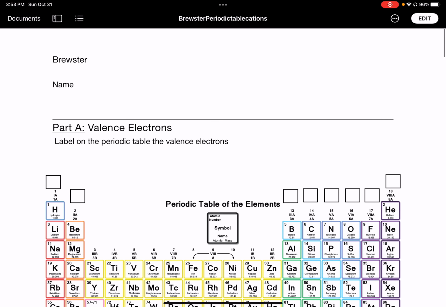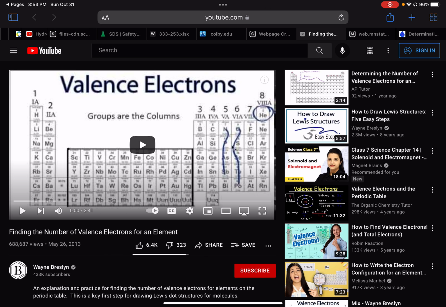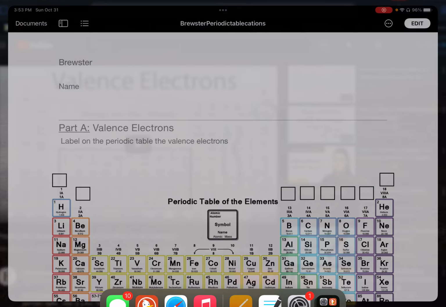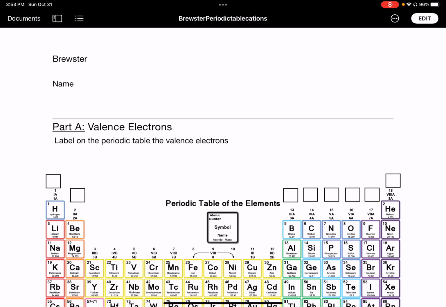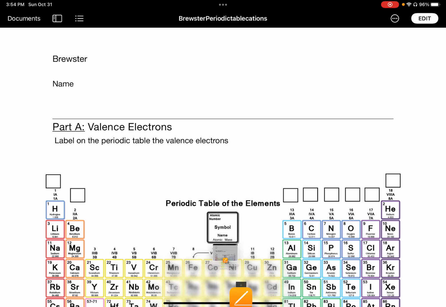So, for example, where it says Part A, if you click on that, it's going to take you out to this YouTube video here, and you'll play it, and it goes over valence electrons. So just a little extra support as you go through this worksheet and as we go through this new material. So I'm going to go over here to my app.